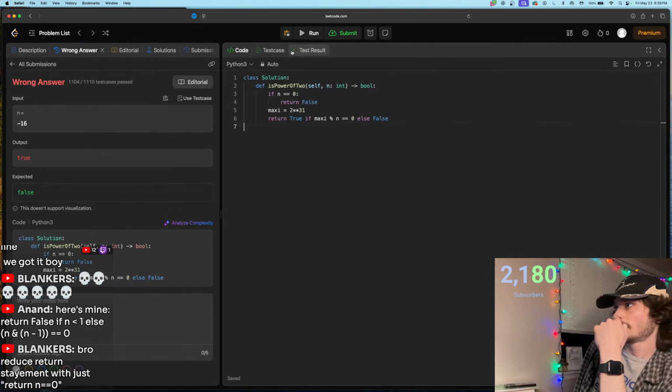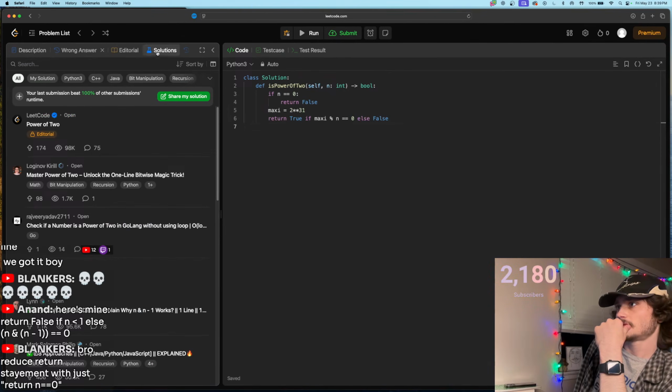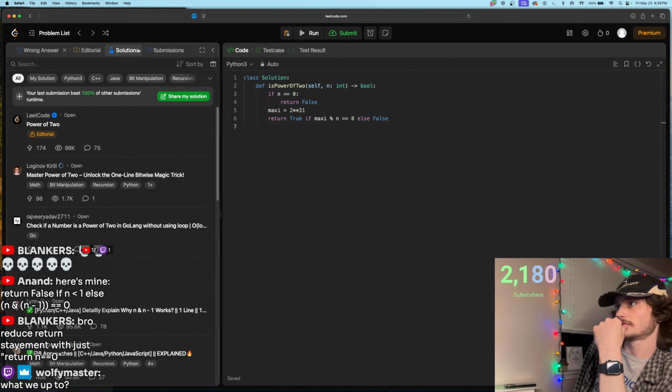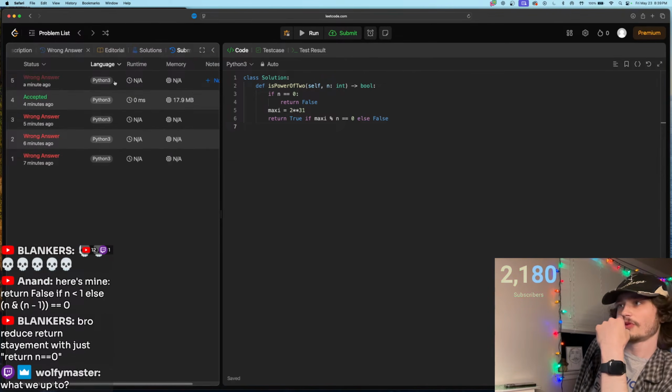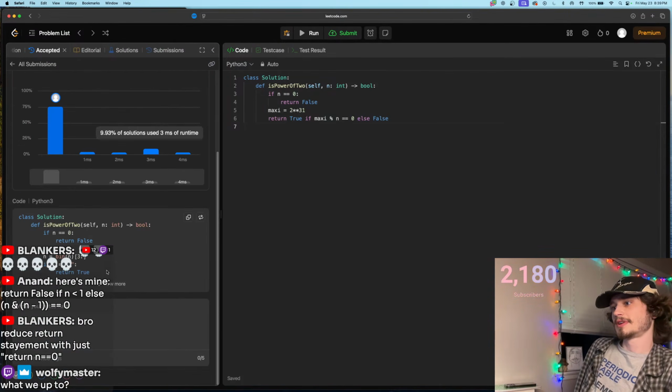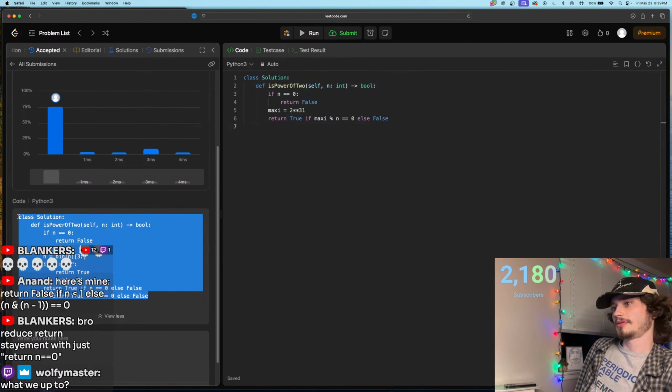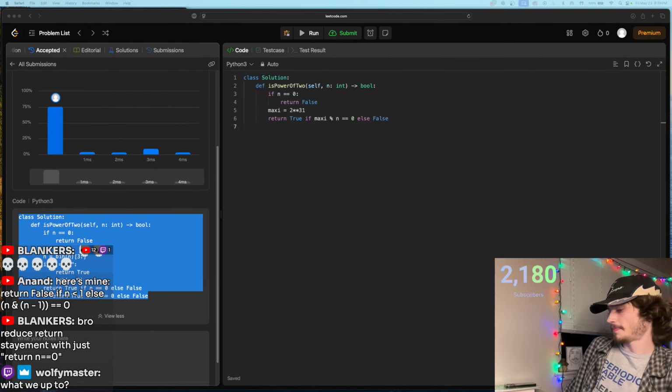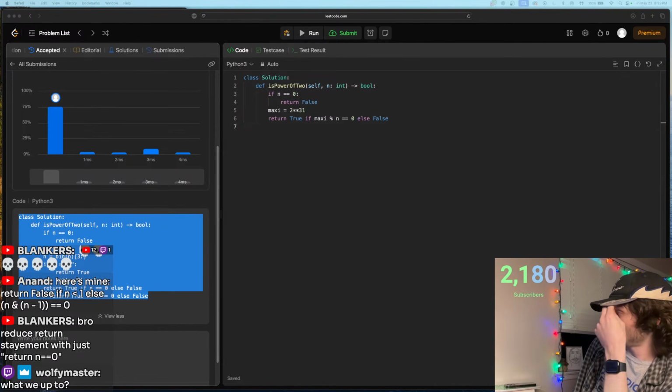It's interesting. I'm gonna go to my solution or my submissions. Hey Wolfie Master, how's it going, dude? I'm gonna take my code here, throw it over here and say, this was my solution for Power of 2 LeetCode. Nice, you're thinking you're doing it. You sliced off the 0b in the first one using clever.